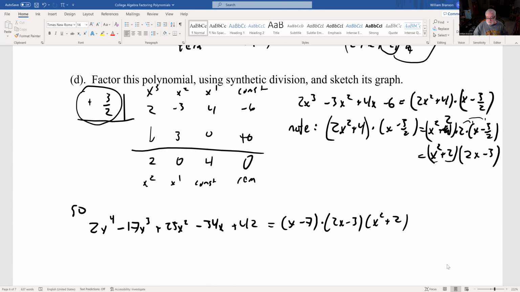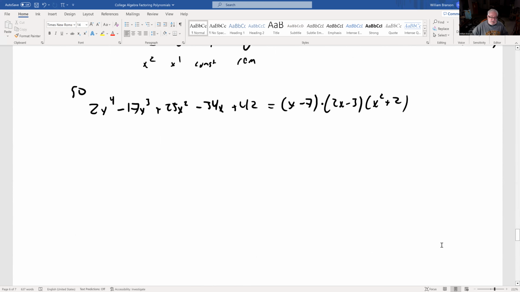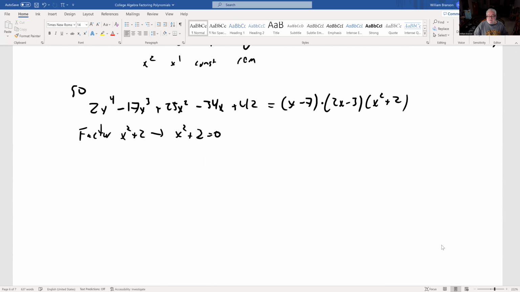Can we factor x squared plus 2? And yes, we can do that, because we know how to factor quadratics. You set it equal to 0 and you solve for x. You can use the quadratic formula. You can do a number of different things to solve that. But if we set this equal to 0 and solve for x, that'll give us the roots. And once we have the roots, we can figure out the factors. So this is actually not too hard to solve.